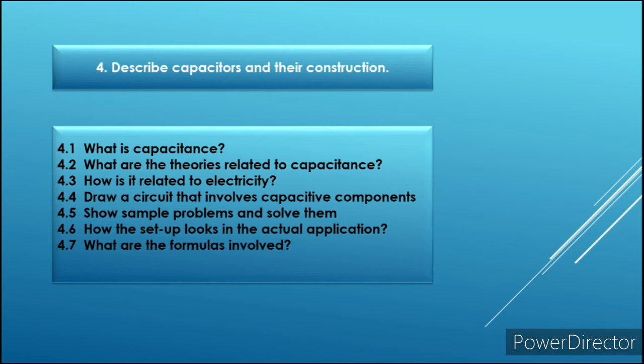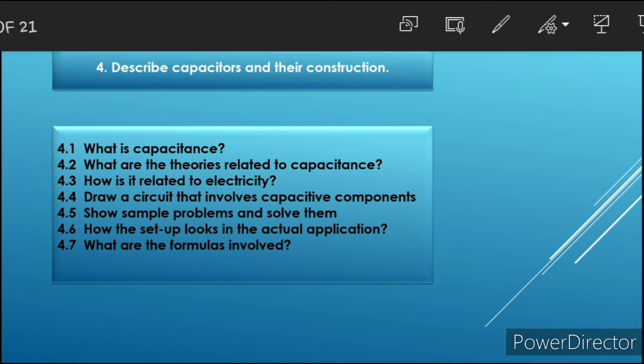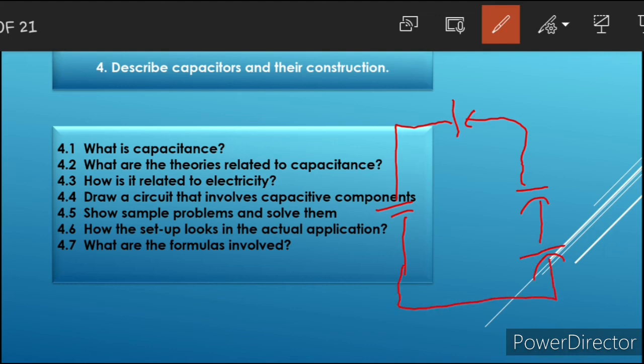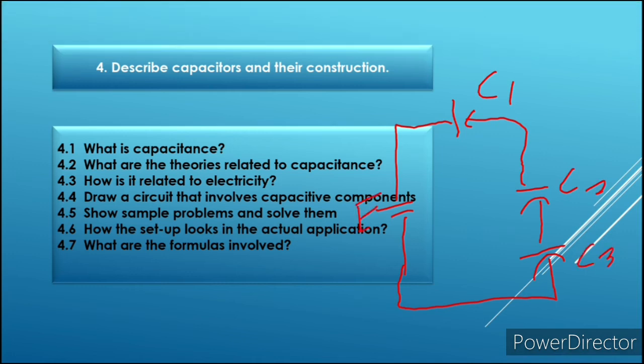So next, draw a circuit that involves capacitive components. For this, I will draw series-connected capacitors connected to a source. So this is our C1, C2, and C3, and this is our source.